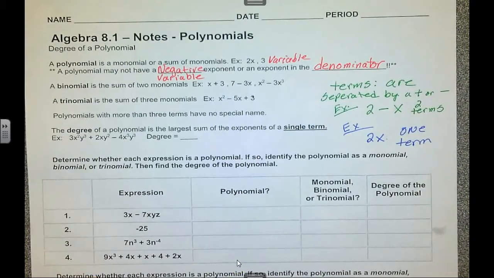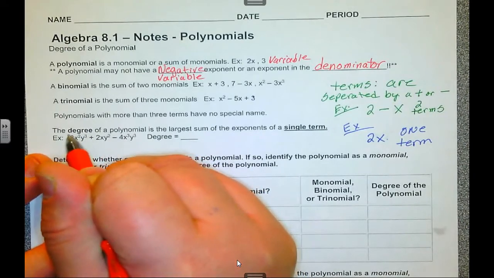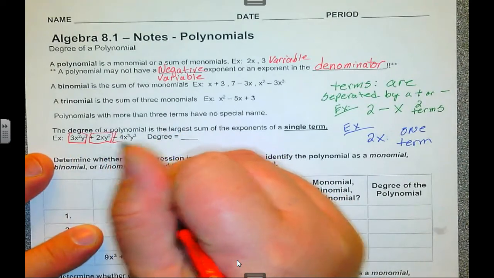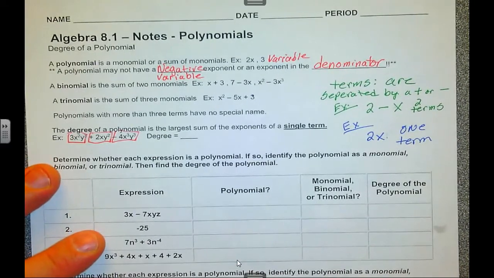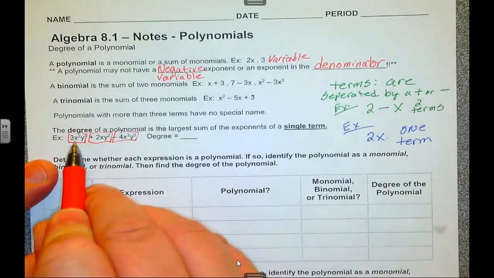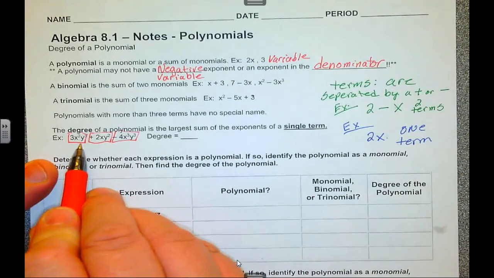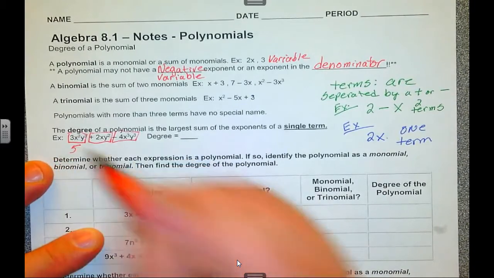Okay, to figure out the degree of a polynomial, you take the high. See how I've got different degrees? I got 3 terms here. What you do is you add up the exponents to figure out the degree of the variables. So here I have an x squared and a y cubed. So I have degree 5.